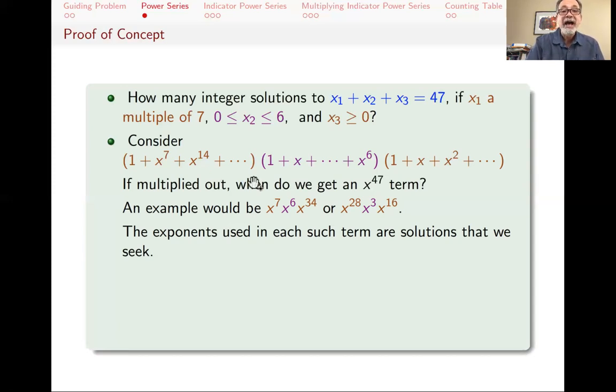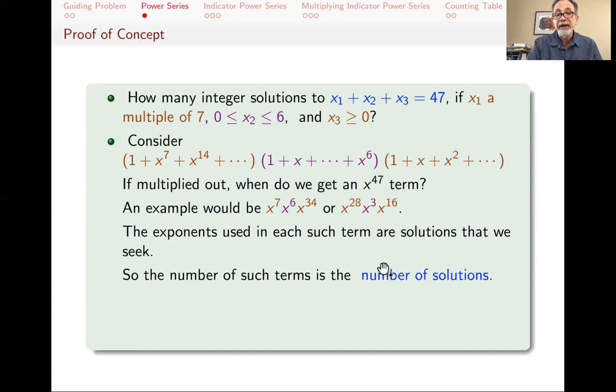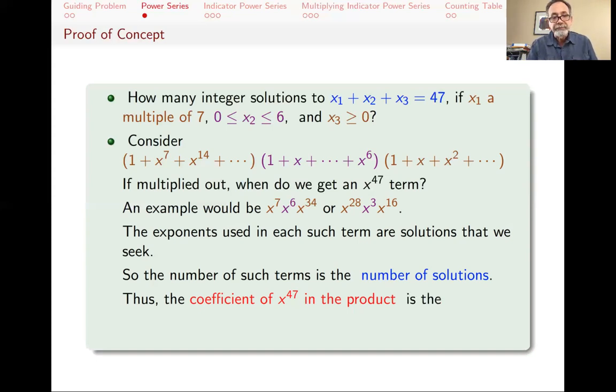That's the same as asking how many x^47 terms I get. To answer that, all I have to do is look at the coefficient of x^47. The number of such terms is the number of solutions, and that's the coefficient of x^47 in the product. Every time you get an x^47, you're adding one to the group of x^47 terms. So if you get 131 of them, that means there were 131 solutions. If you got 1,000 of them, then the number of solutions was 1,000.